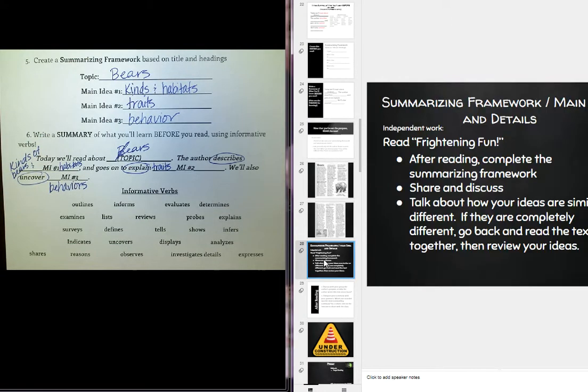Okay. So what you're going to do now is you're going to practice this on your own, and you're going to read Frightening Fun, kind of close to Halloween. So that'd be fun, ish. After reading, you're going to complete a summarizing framework, and then we'll share and discuss.